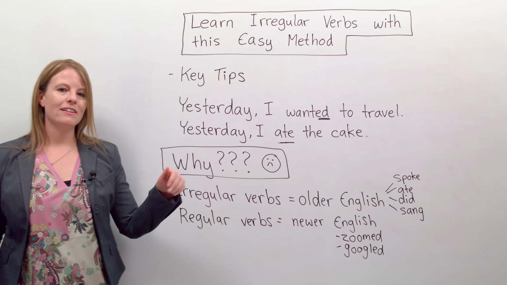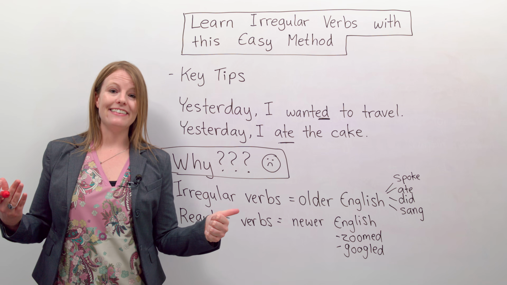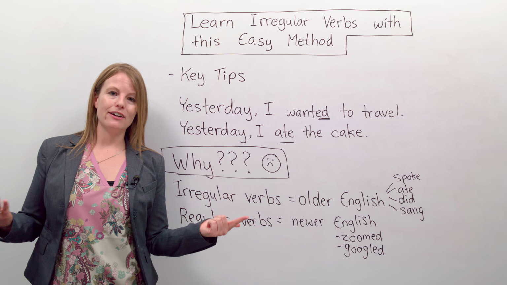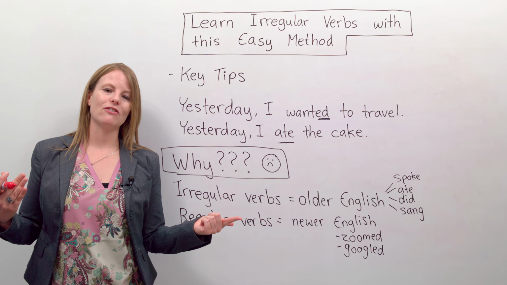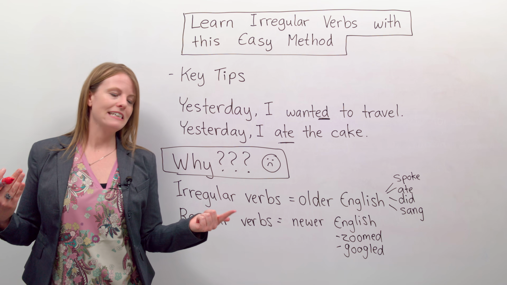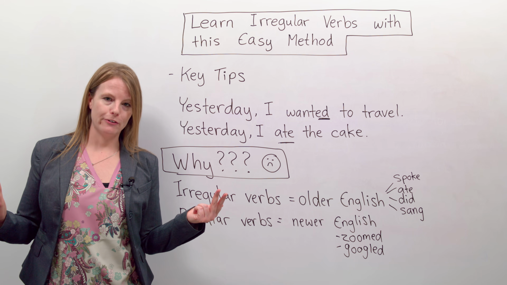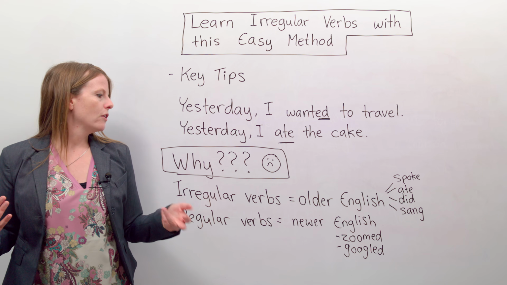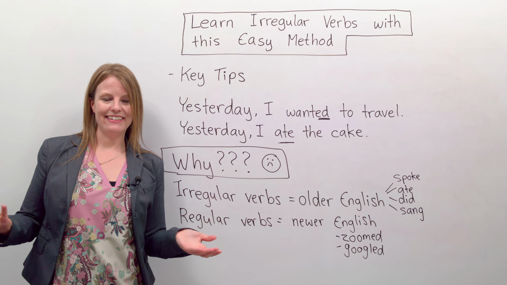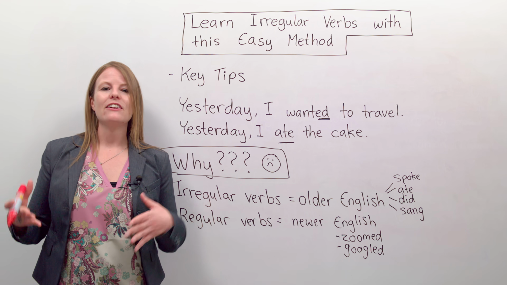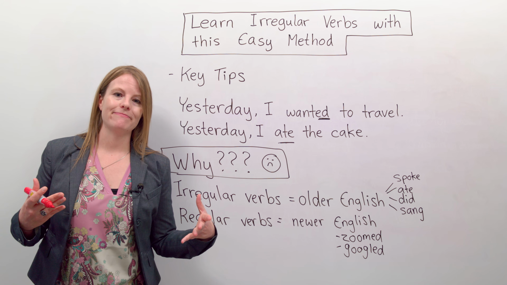So for example, spoke is the irregular verb of speak. We already talked about ate, which is the irregular verb of eat. Did is the irregular past tense verb of do. Or sang. That's the irregular past tense of sing. So all of these verbs are very old.